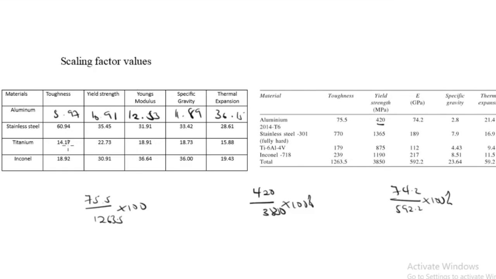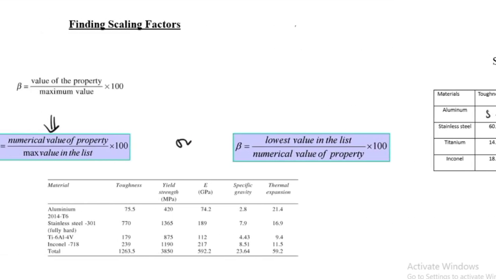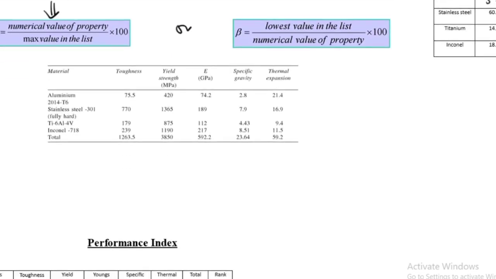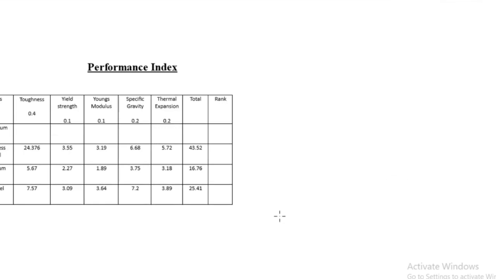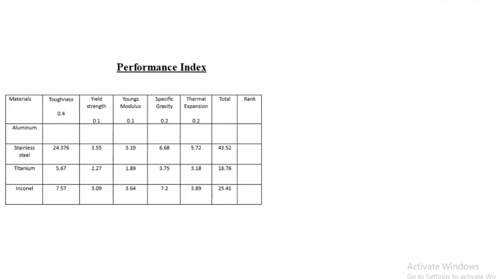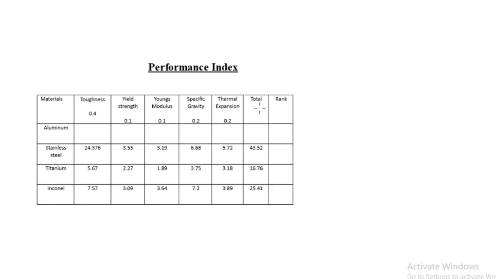So from getting this, this is what? The B value, which is the what? The scaling factor. So after getting the scaling factor, the next thing to do is to multiply the scaling factor by the weighting factor that we found. So let's get into another table. For the performance index, we have the weighting factor from the logic table, and we are going to multiply the scaling factor, which is B, times the W.